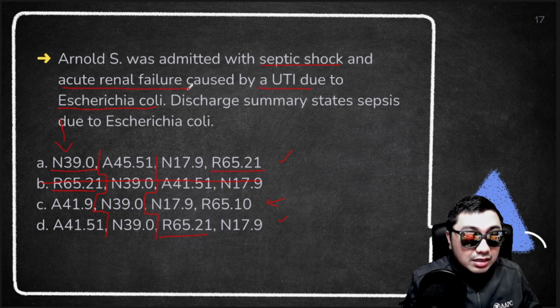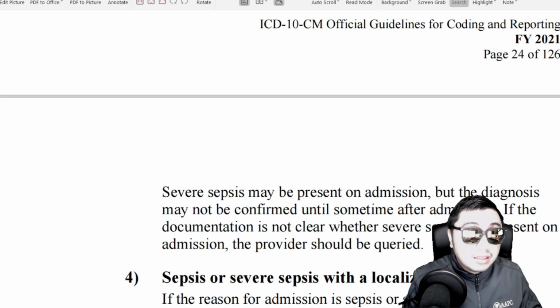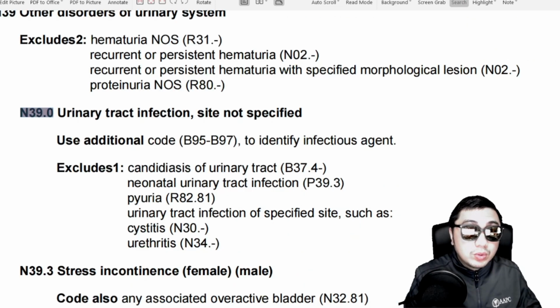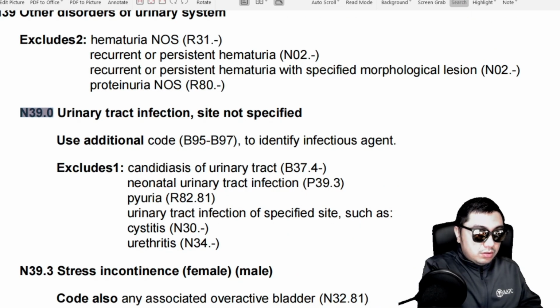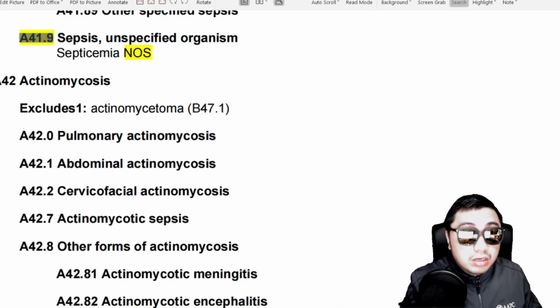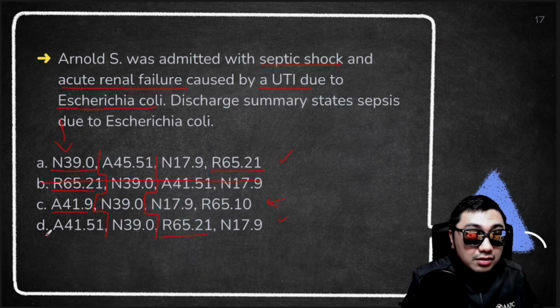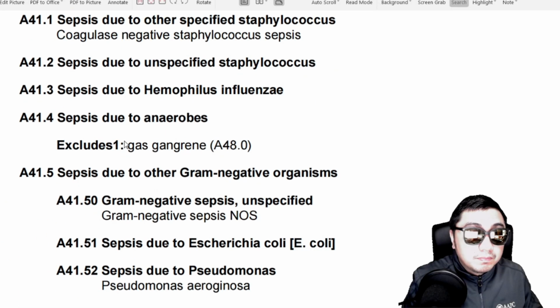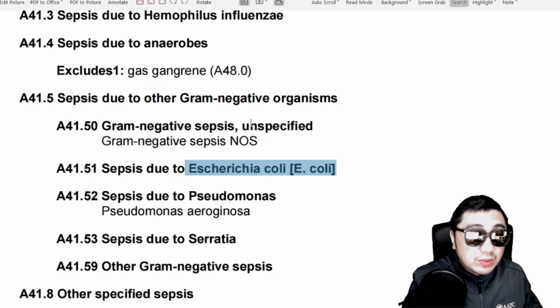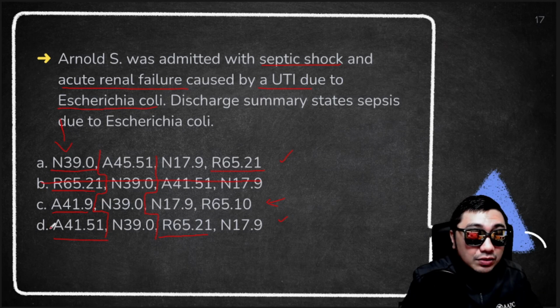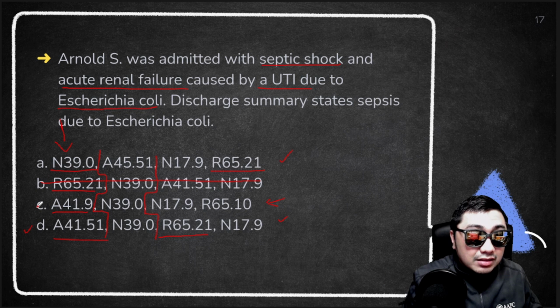UTI, acute renal failure. Let's check your letter C, A41.9. A41.9 is what? Sepsis due to unknown origin or unspecified organism. Okay? But if you will check A41.51, that's sepsis due to E. coli. So we can use letter D much better than letter C. Eliminate letter C. So you will now check between A and D.